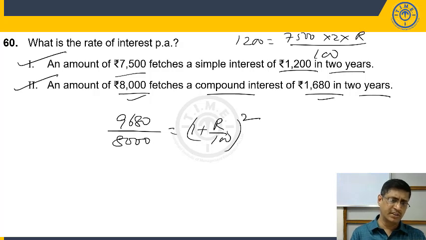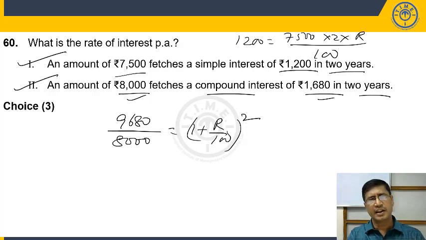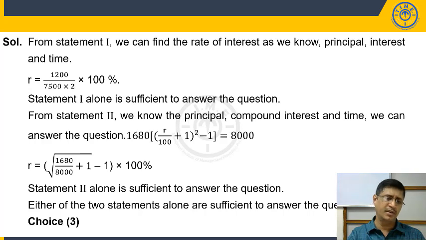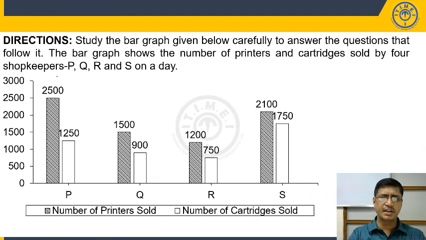So it is possible to answer with statement 1 as well as 2, meaning either 1 or 2 alone is sufficient to answer. The right choice for this one is option 3. The third choice is the answer for this example. Okay, now look at the next set of questions.